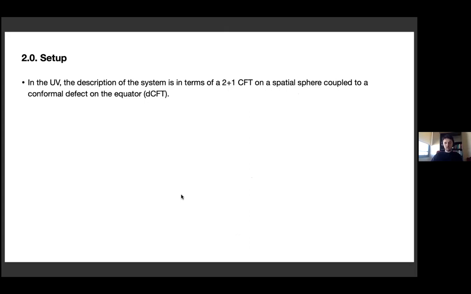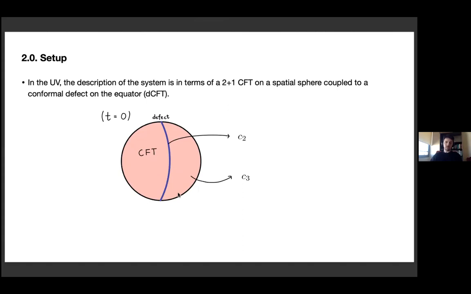So even if we're going to always treat these models from the point of view of the effective holographic descriptions in the bulk, it's very useful to keep in mind that in the UV, the definition of the system is in terms of a 2+1 dimensional conformal field theory on a spatial sphere, which is coupled to a conformal defect on the equator. So such a construction is called a defect CFT. Okay, so a defect CFT looks like this. You have a 3-dimensional conformal field theory, and then you couple it to a 2-dimensional conformal defect.